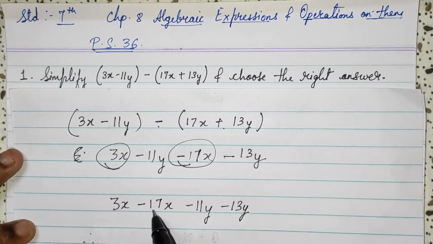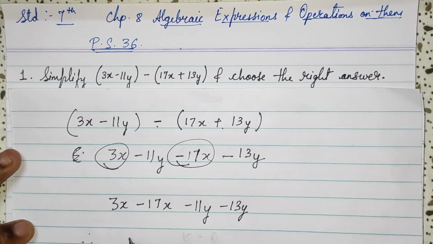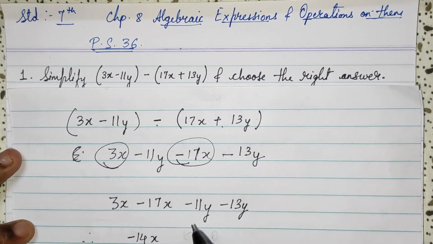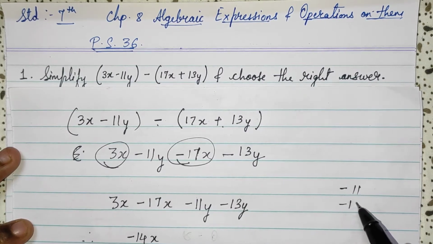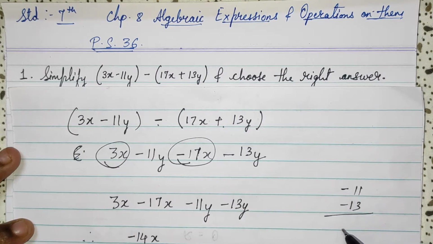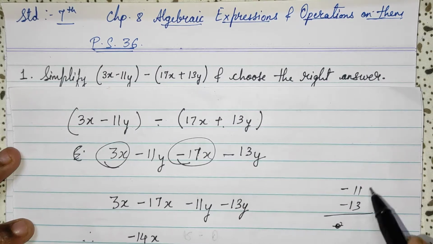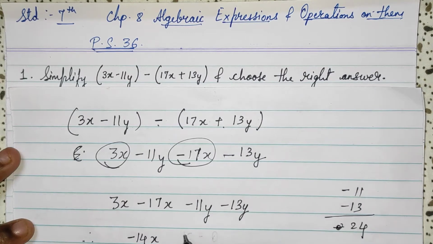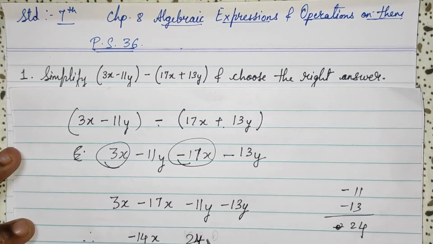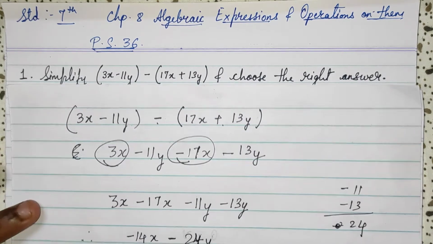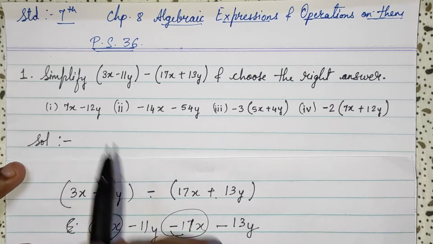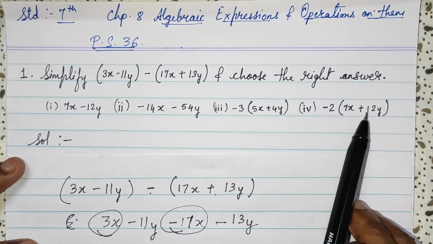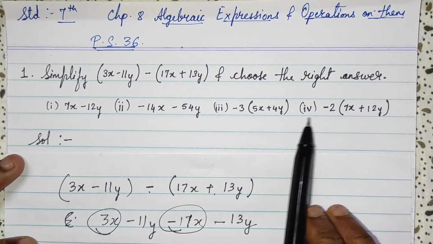So 17 minus 3, we have minus 14x and minus 11 minus 13. So minus minus plus. So this becomes 24y, but the sign will be minus because the greater number is minus. So minus 14x minus 24y, but when you see, you do not have minus 14 or minus 24.